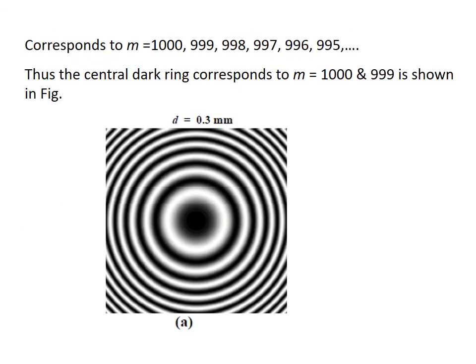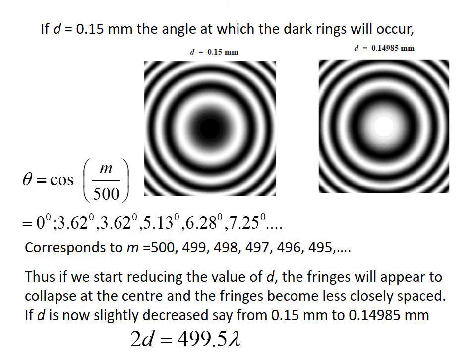This is the kind of pattern that you get from the Michelson interferometer. These are the concentric dark and bright fringes corresponding to d equals 0.3 mm and m equals 1000, 999, 998 and so on. The figure shows two interference patterns corresponding to d equals 0.15 mm and d equals 0.14985 mm. For d equals 0.15 mm, we have seen what theta is corresponding to that m. For d equals 0.14985 mm, theta will be 0 degree, 3.62 degree and so on, corresponding to m equals 500, 499 and so on.